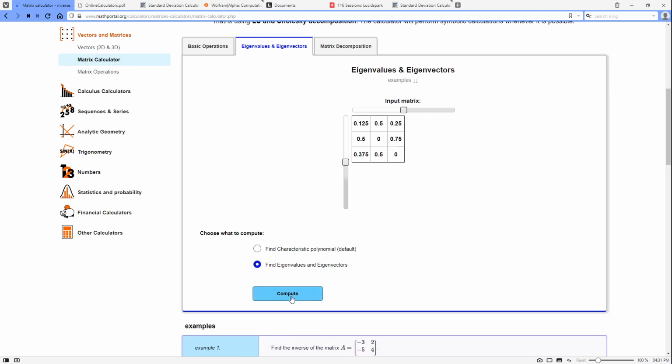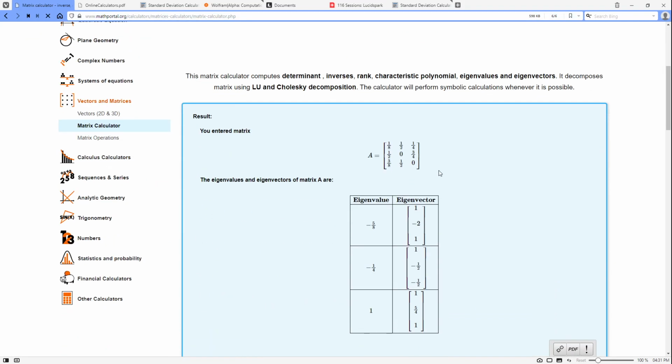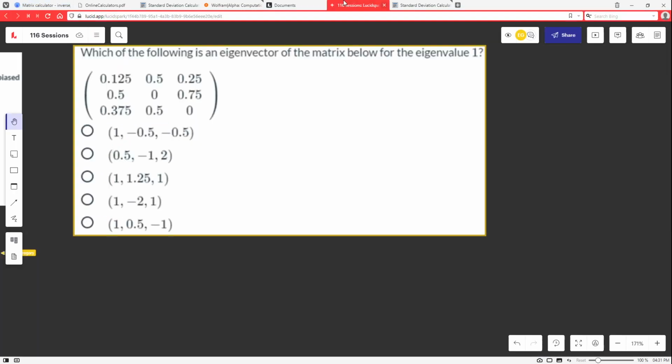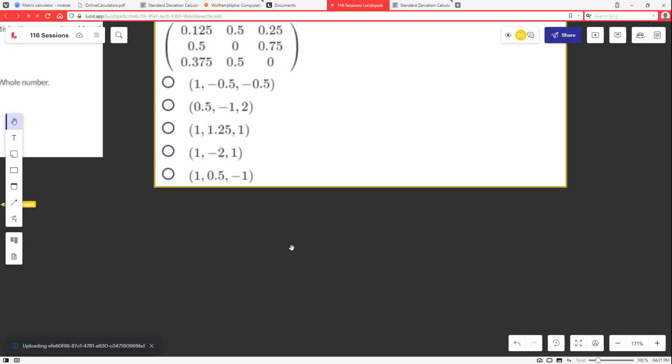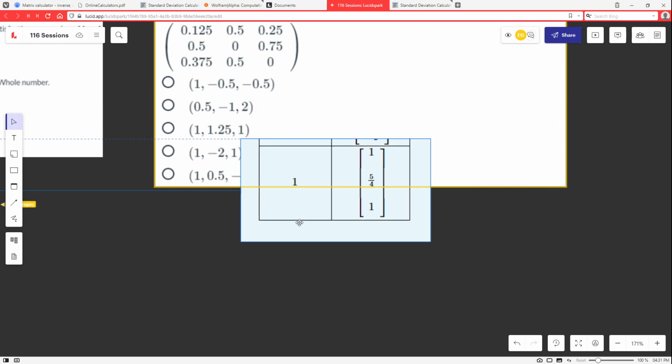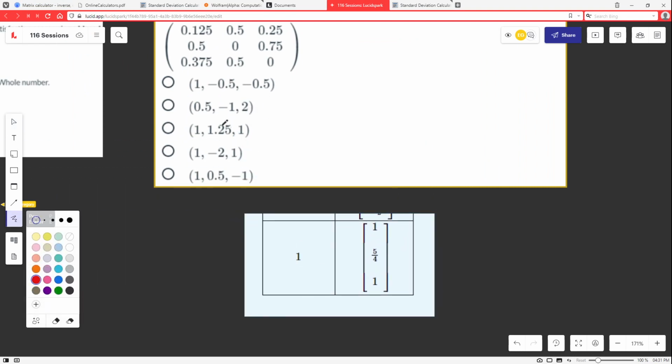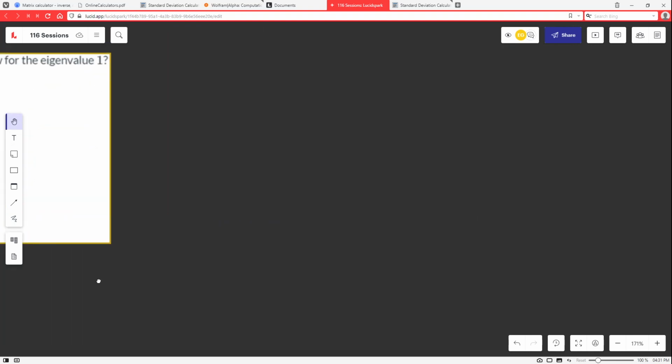We want to find the eigenvalues and eigenvectors. We'll go through, and the one that corresponds to 1 is 1, 5 quarters, 1. That goes there. There we go. 1, 5 quarters, 1. That is this one, and that's the one. And I think that's the last question. Yes, it was.